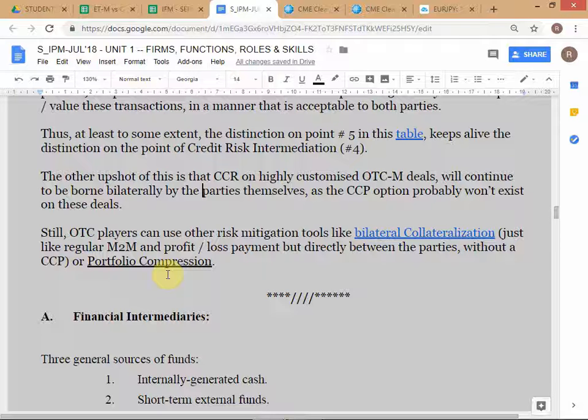Her question is, why do you need a regulator or a CCP if market participants are anyway taking proactive measures to reduce their credit risk? That's because the regulator wants to be doubly sure. He can't take a chance.